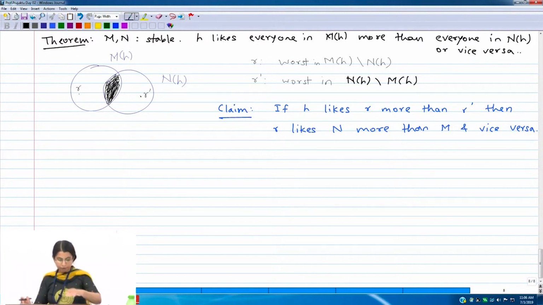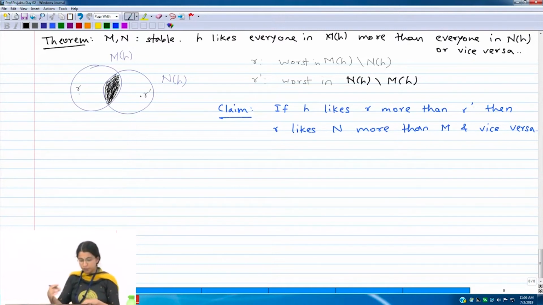So what this says is that a hospital also has a clear way to compare two stable matchings, and hence there is something called an H optimal stable matching. Okay, so to even say that something called H optimal stable matching exists, we need this theorem. Okay, so let's try to prove this claim first.